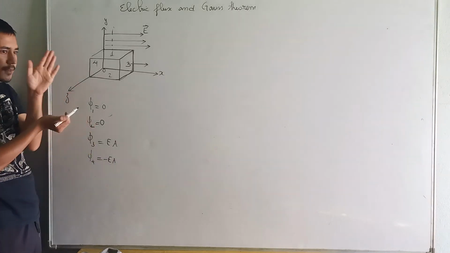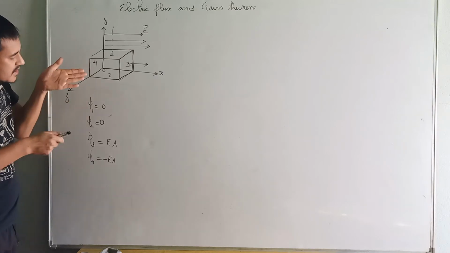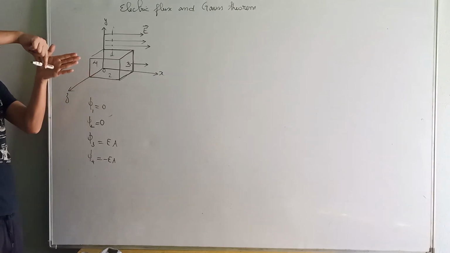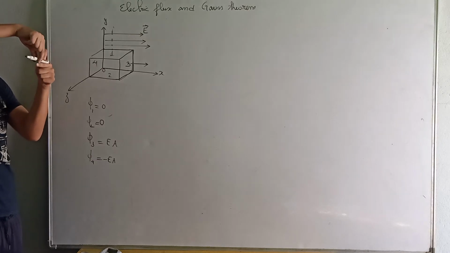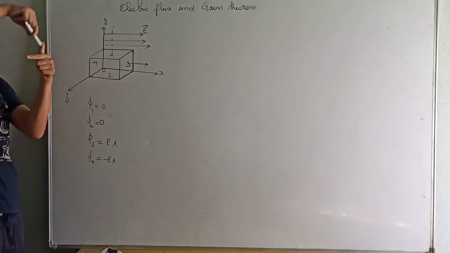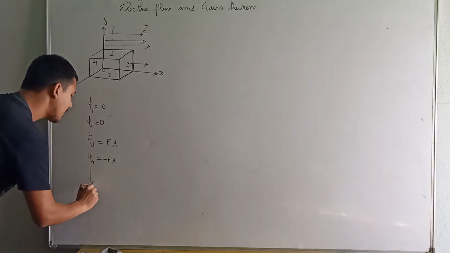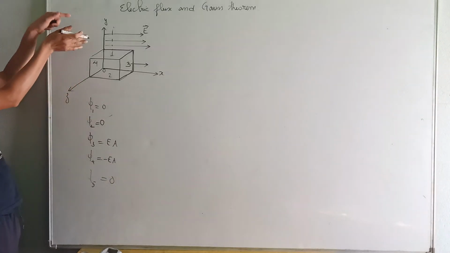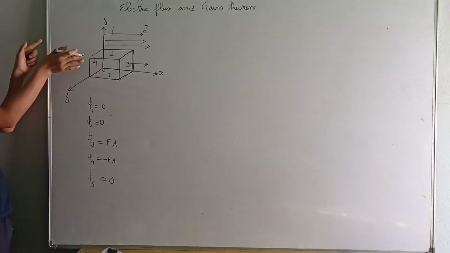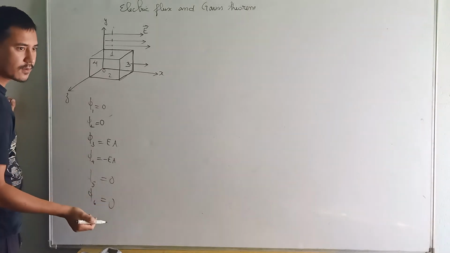What about the front face? This cuboid has one front face, right? If this is the front face, then the area will be acting in this direction, and the electric field in this direction. The angle between them will be 90 degrees. So phi 5 is 0. Similarly, there is one surface on the back opposite to the front, right? For that, the electric flux is also 0.